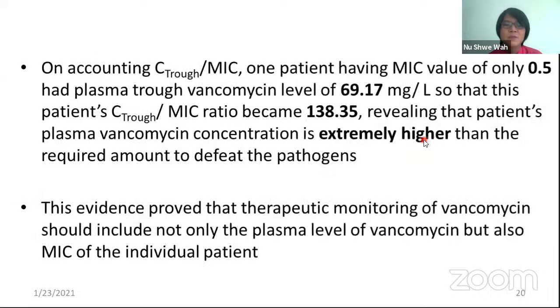On accounting C-trough by MIC ratio, 1 patient having MIC value of only 0.5 had plasma trough vancomycin level of 69.17 milligram per liter, so that this patient's C-trough by MIC ratio became 138.35, revealing that the patient's plasma vancomycin concentration is extremely higher than the required amount to defeat the pathogen. This evidence proved that therapeutic monitoring of vancomycin should include not only the plasma level of vancomycin, but also the MIC of the individual patient.